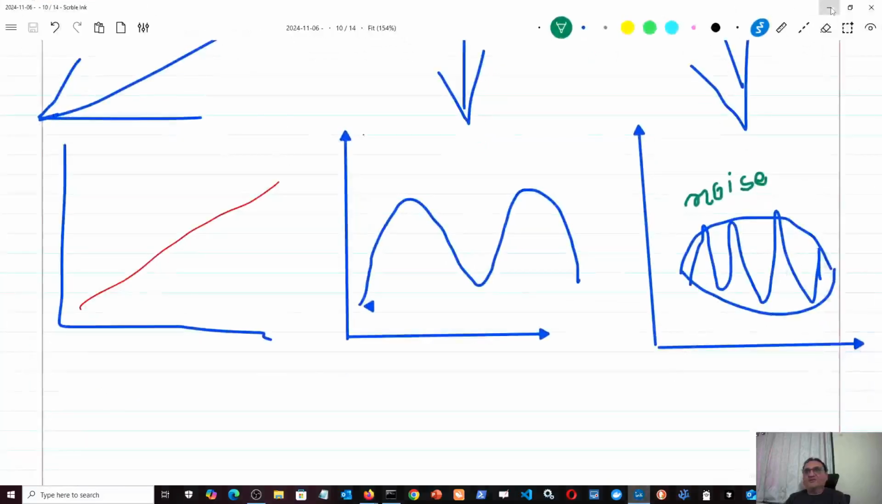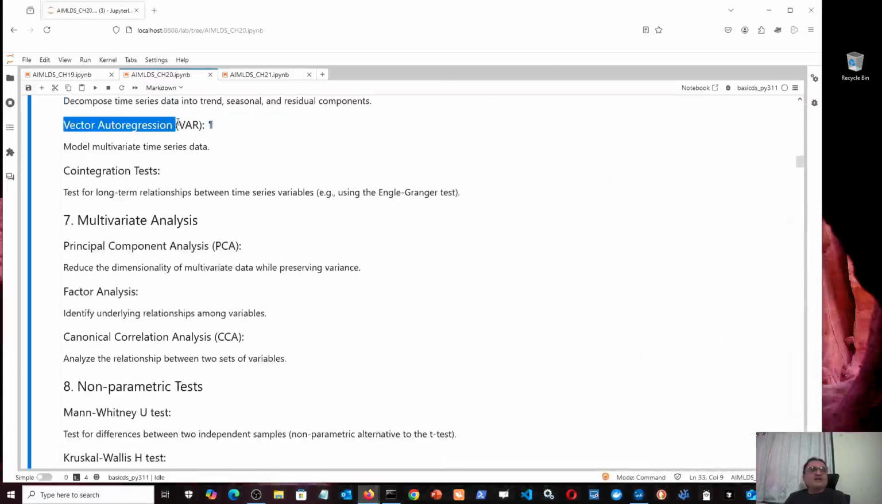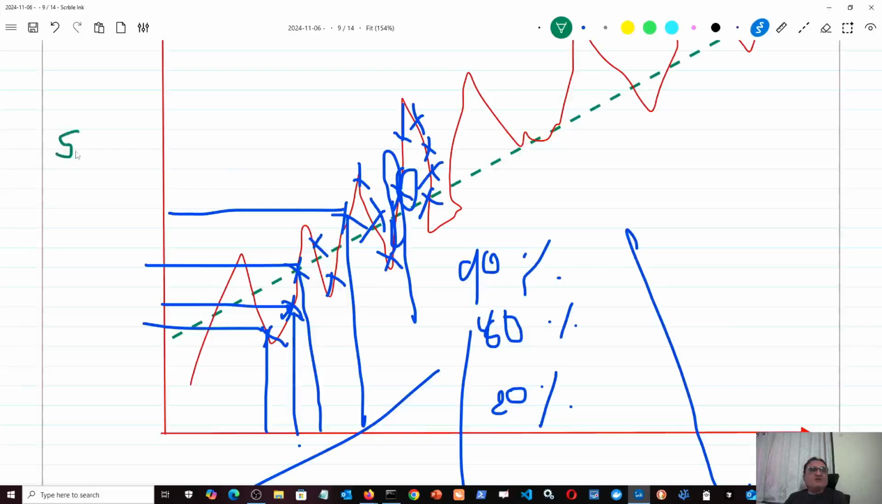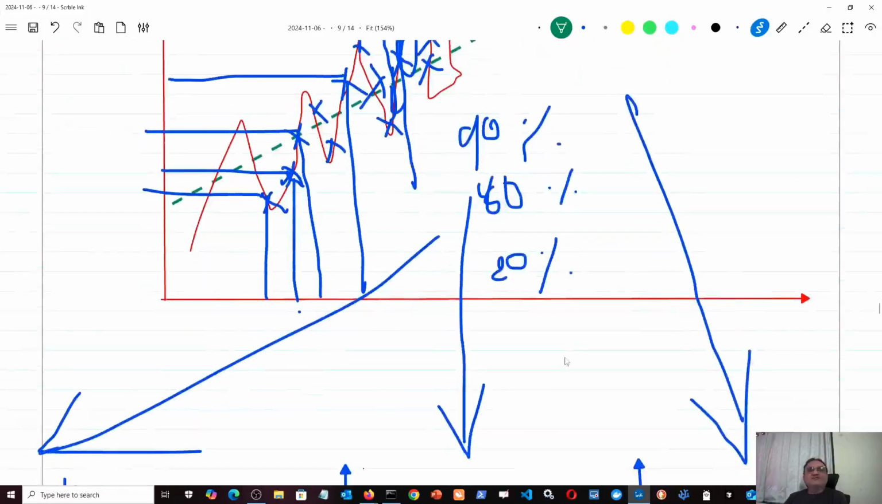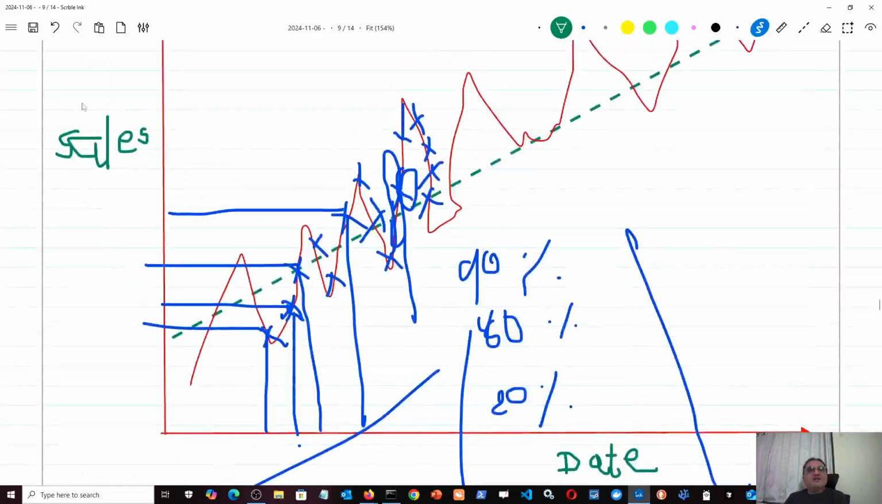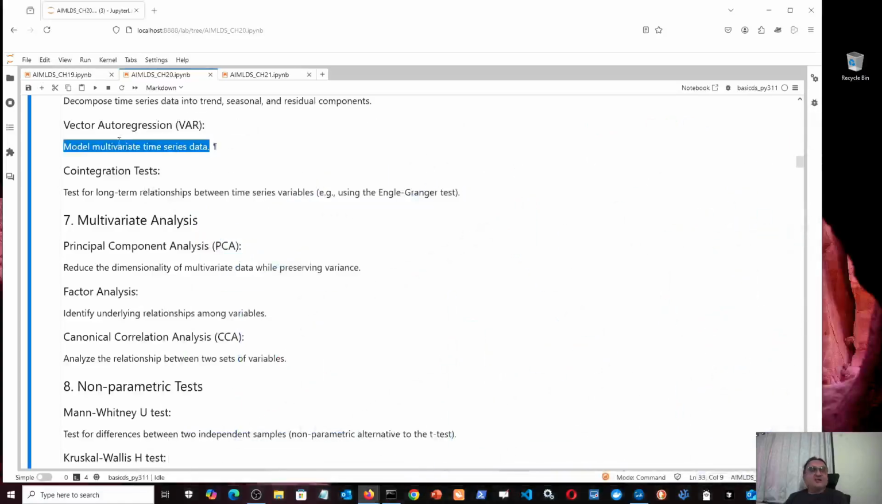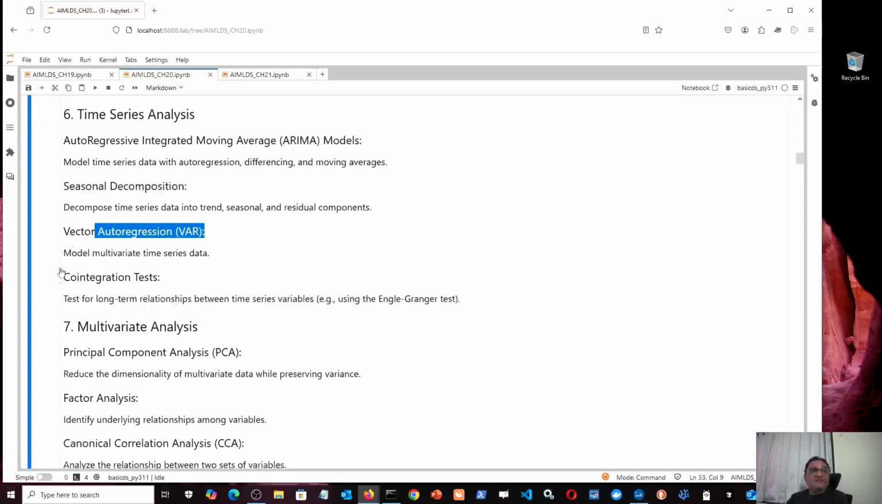This third noise is also called the residual component. Then vector autoregression models multivariate time series data. This was a simple time series in which the y-axis was sales and the x-axis was date. Very simple. But sometimes you want to model a more complex time series in which the dependent variable depends on 2, 3, 4 different variables. If you want to do that kind of time series analysis, then you will have to do vector autoregression. Statsmodels provides the facility for that also.